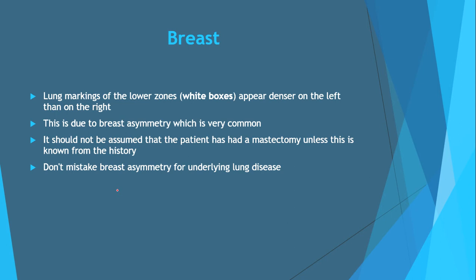Breast. Lung markings of the lower zones, white boxes, appear denser on the left than on the right. This is due to breast asymmetry, which is very common. It should not be assumed that the patient has had a mastectomy unless this is known from the history. Don't mistake breast asymmetry for underlying lung disease.